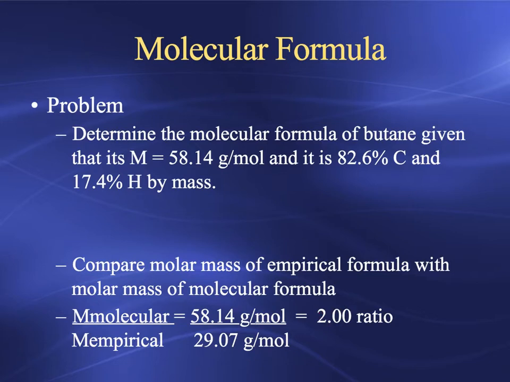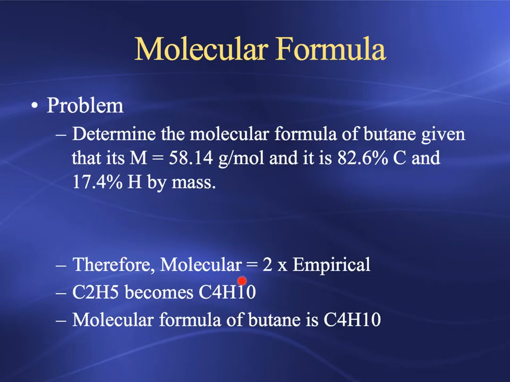So what does that mean? That means that my molecular formula is twice that of my empirical based on the molar masses. Therefore the molecular formula is 2 times that of the empirical. So C2H5 is not my formula. My molecular formula for butane is C4H10.